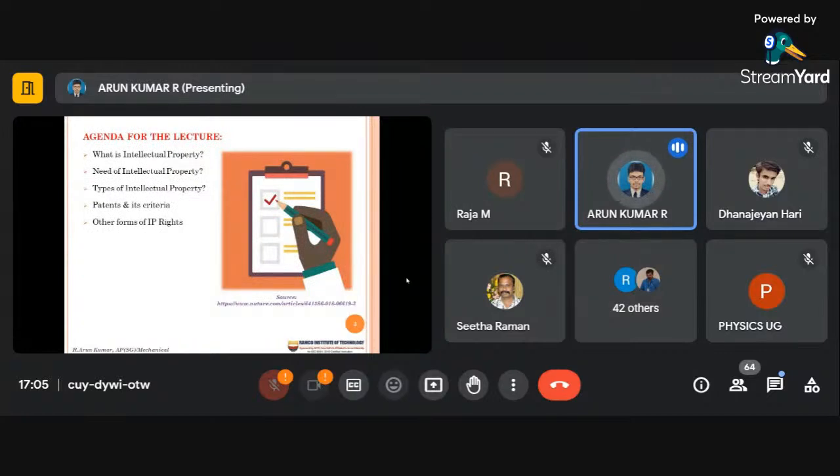This is what the agenda for today's session is going to be. We'll understand what an intellectual property right actually is, and the need for intellectual property. Why have we started to focus specifically on academicians? Why have we academicians started to talk about intellectual property rights? We'll understand the different types of IPR, as I told you earlier, and we'll have a special focus on patent and its criteria, followed by the remaining 7 types of IPR apart from patent. This is going to be the flow of today's session.